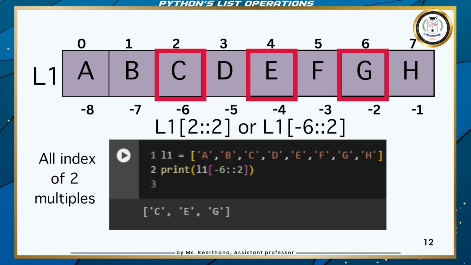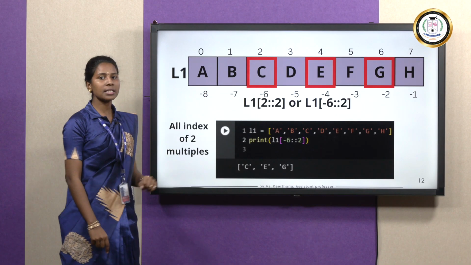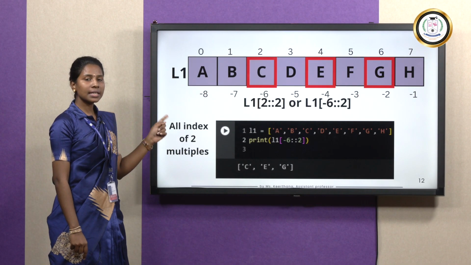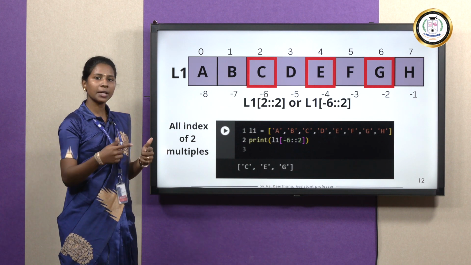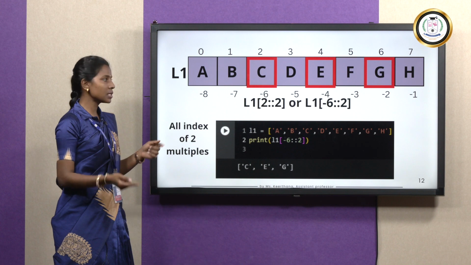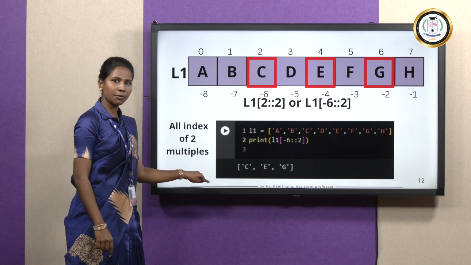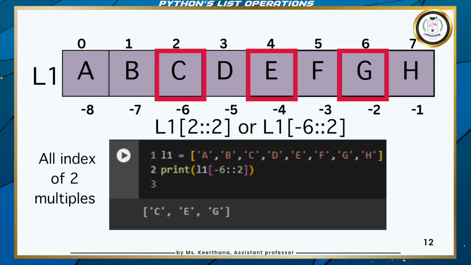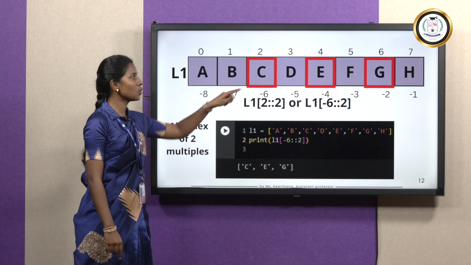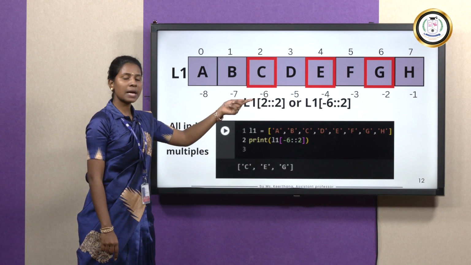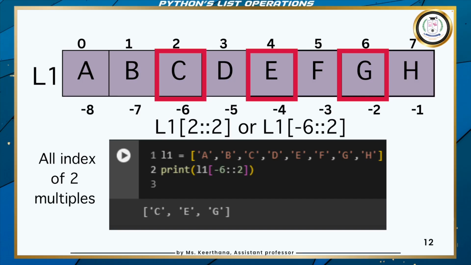Similarly, for the negative indexing, I am going to start at -6, that is the value for C. For -6, I want to increment by 2. So C will be printed for -6. -6 plus 2 is -4. So the -4 index is E. E will be printed, and -4 plus 2 is -2. So the -2 index value is G. So G will be printed. This is how we can do it in 2 ways, that is using the positive indexing and the negative indexing.